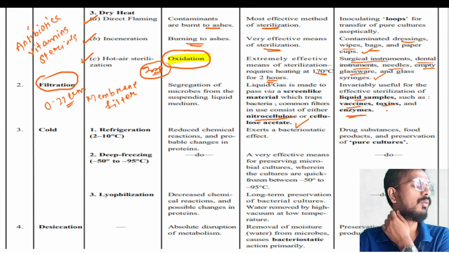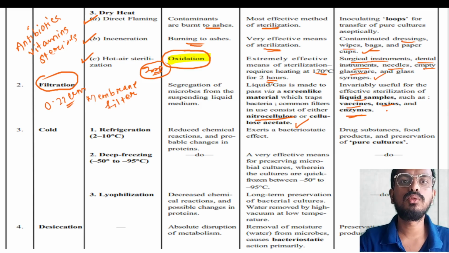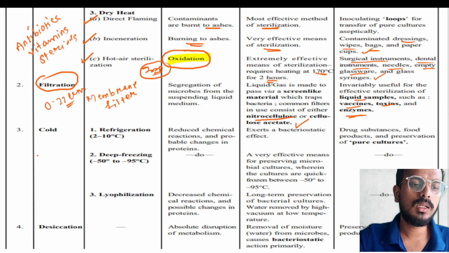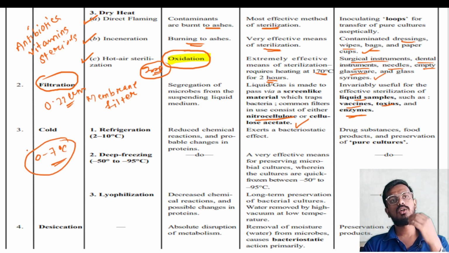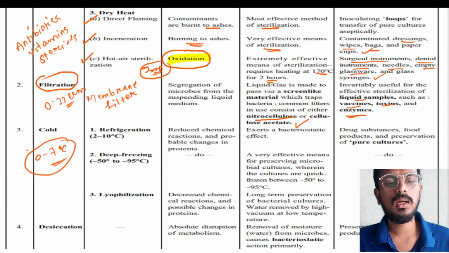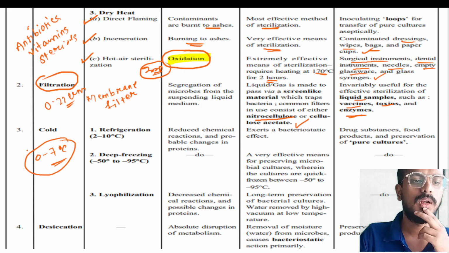Next is cold treatment. Whenever we reduce the temperature to 0 to 7 degrees centigrade, there will be a reduction in the reproduction of certain pathogenic microorganisms. There are three types of cold treatment we can give.